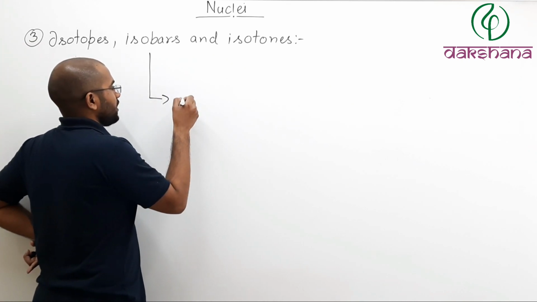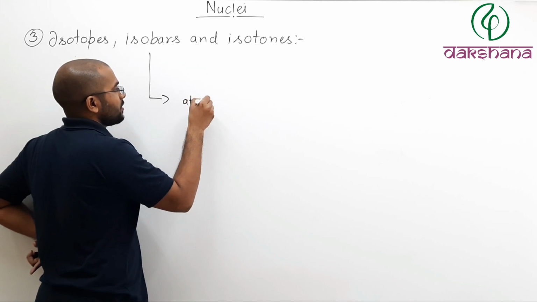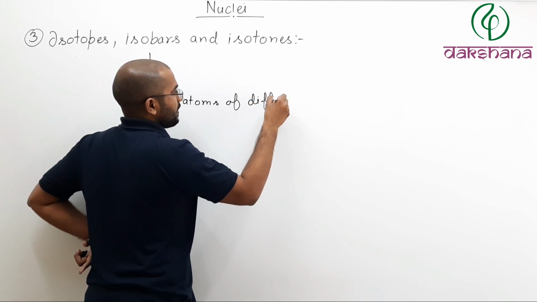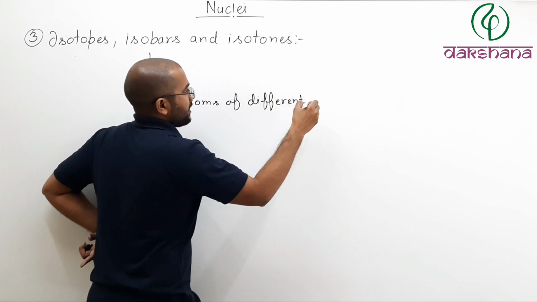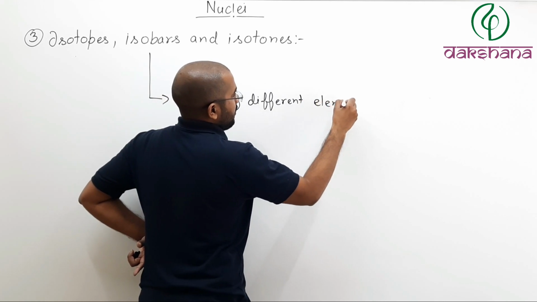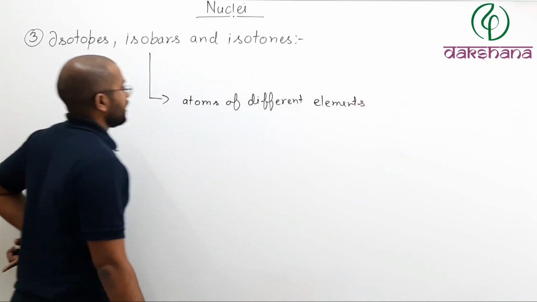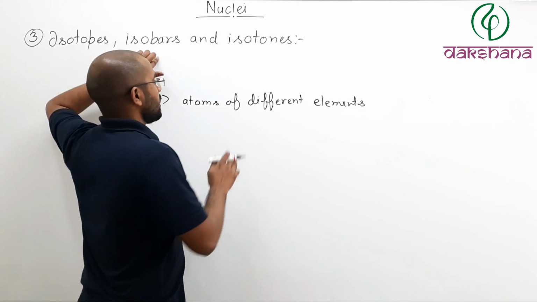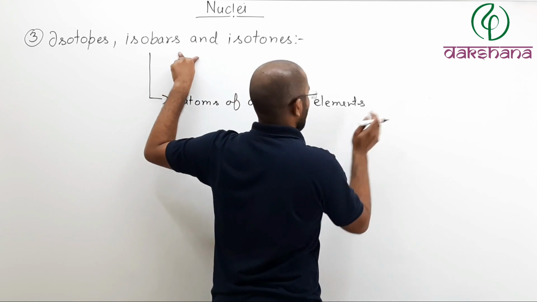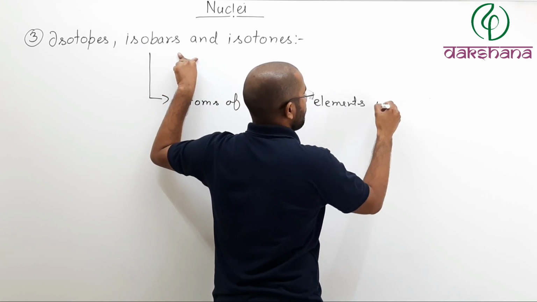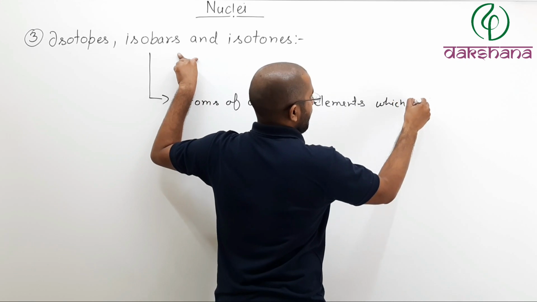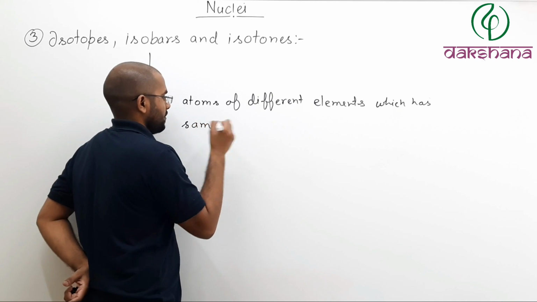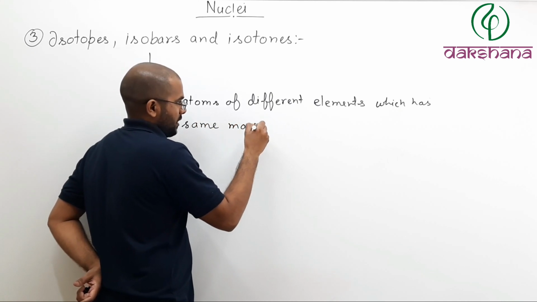So isobars will be atoms of different elements. Remember, in the case of isotopes, it was the same element. In the case of isobars, it is different elements. So atoms of different elements which have the same mass number.